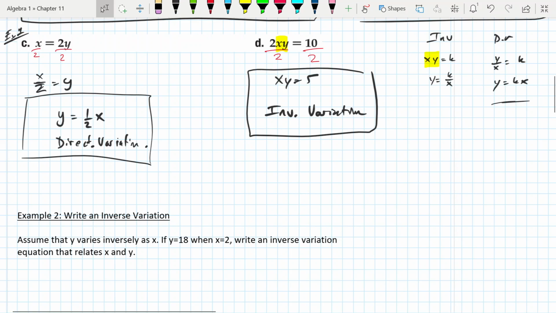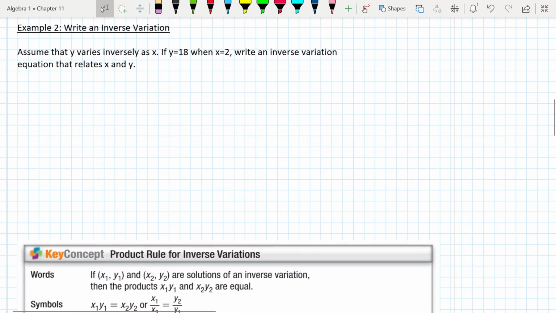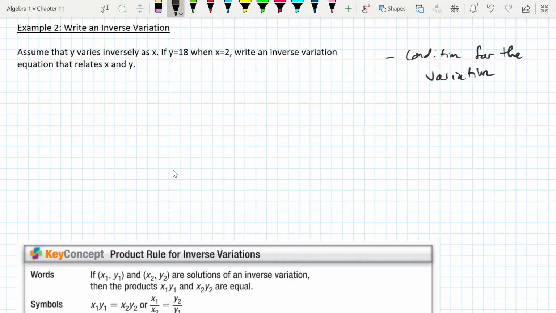Now I'm just going to keep on going to example number 2 here. For this kind of problem, there's a step here. So we're going to try to write an inverse variation. Here's how it usually goes. They give us a condition for the variation. After we figure out what that condition is, we're going to solve for k, the constant of variation. Then plug that k value back into the form.